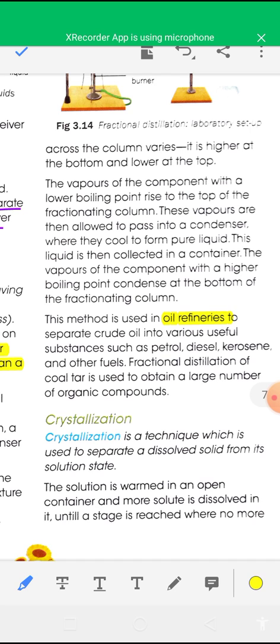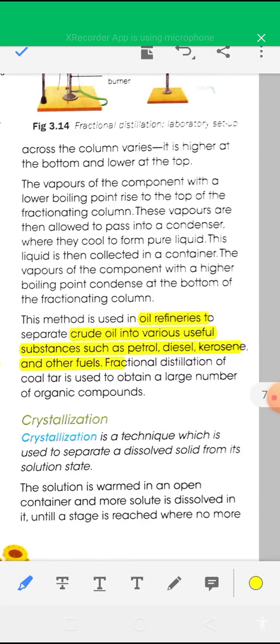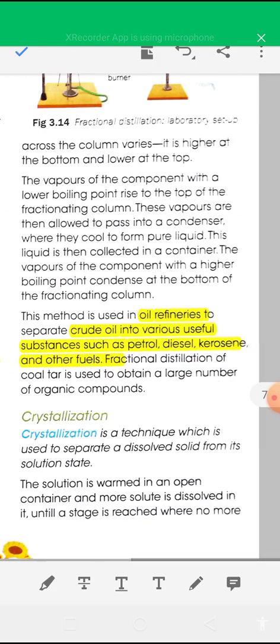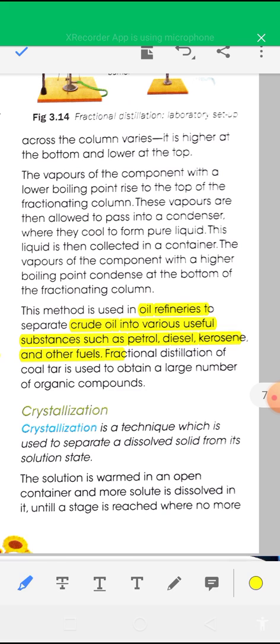This method is used in refineries to separate the crude oil into various useful substances such as petrol, diesel, kerosene and other fuels. And this is an important use of fractional distillation. Fractional distillation of coal tar is used to obtain a large number of organic compounds.